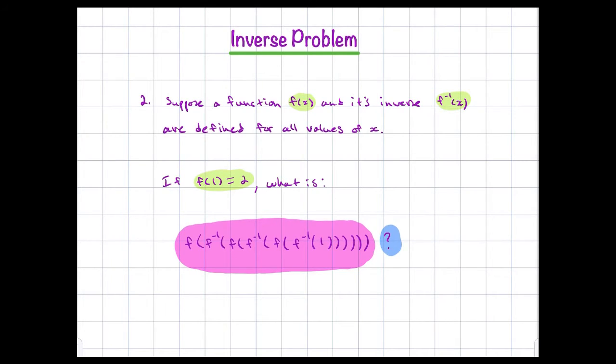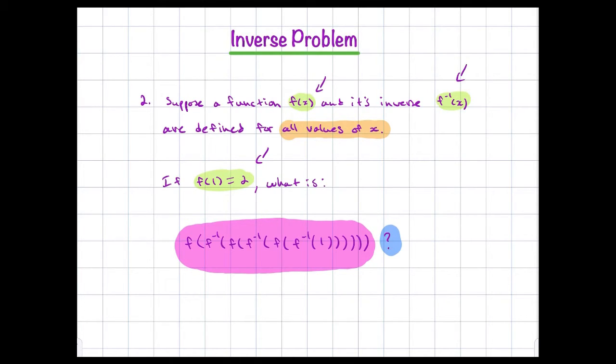Okay, so suppose that I have a function f of x and its inverse f inverse of x, and I know that they're defined for all values of x. I know that f of 1 is 2, and I'm asked what is f of f inverse of f of f inverse of f of f inverse of 1? Question mark. And the question mark is in blue.